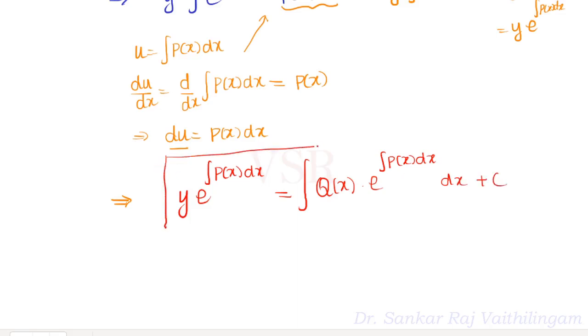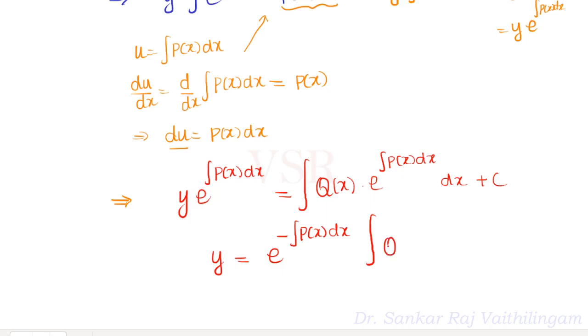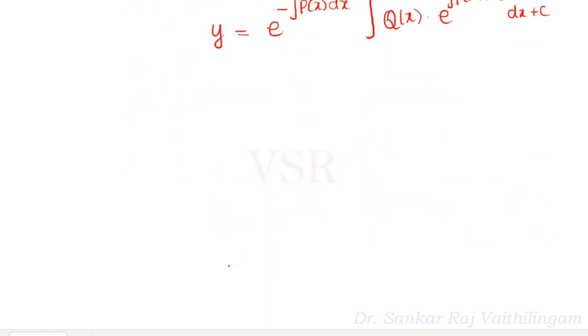Okay, இதுதான் என்னோட சொல்யூஷன். சரி, இன்னும் கொஞ்சம் அழகா வேணும் அப்படின்னா நீங்க இந்த y மட்டும் வச்சுக்கோங்க. அப்போ y is equal to e to the power minus integral of p of x dx into integral of q of x into e to the power integral p of x dx dx plus c. So this is my solution. Okay, we'll go to the problems.